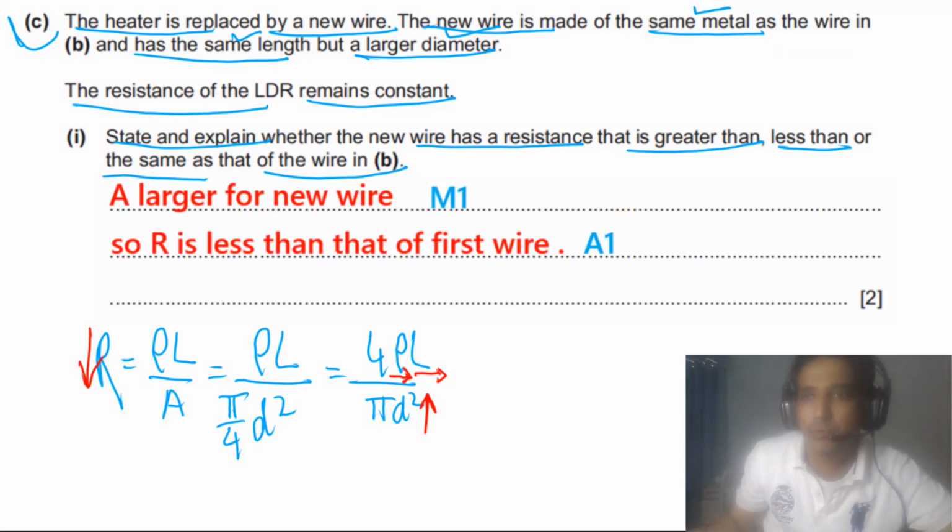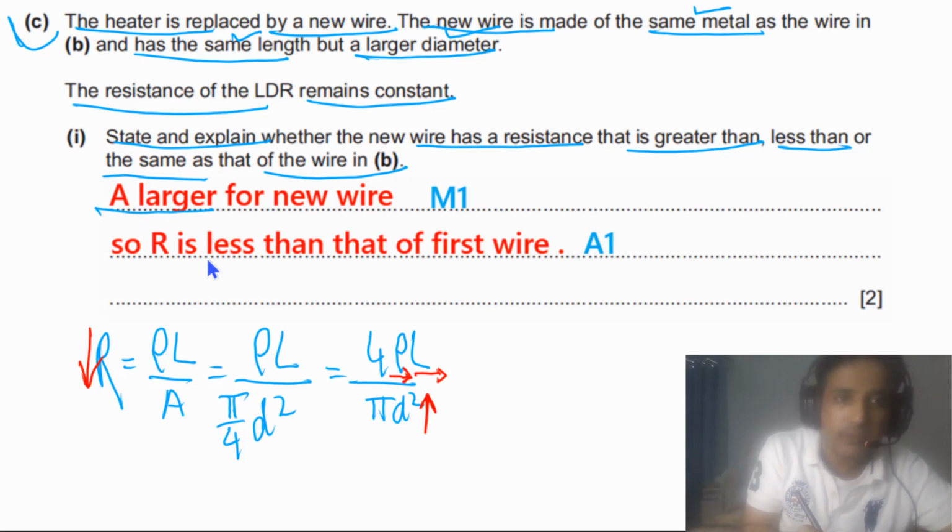This question has 2 marks. The first mark you will get if you have written a larger diameter means the cross-sectional area is greater for the new wire. So R is less than that of the first wire.